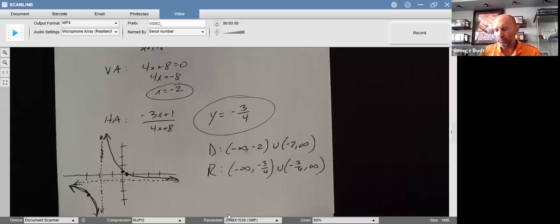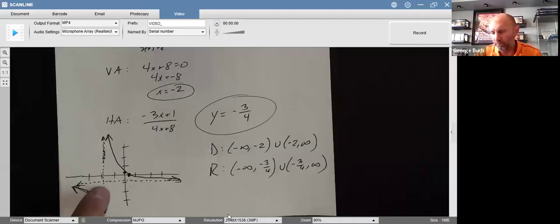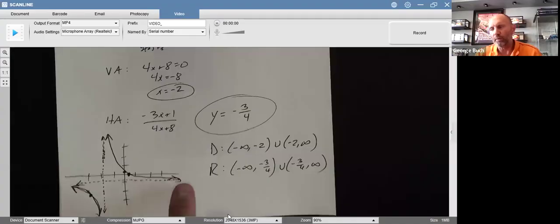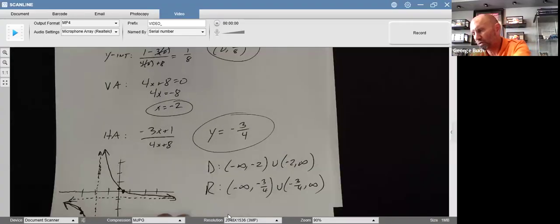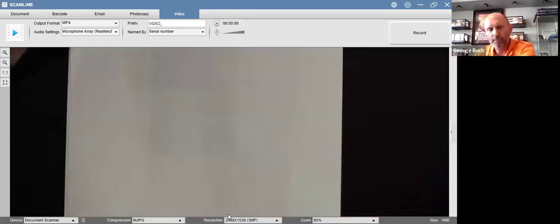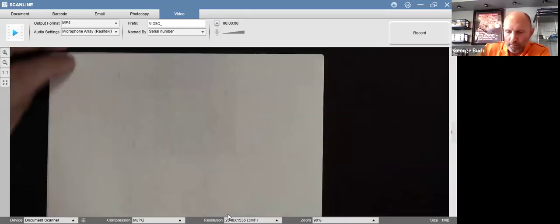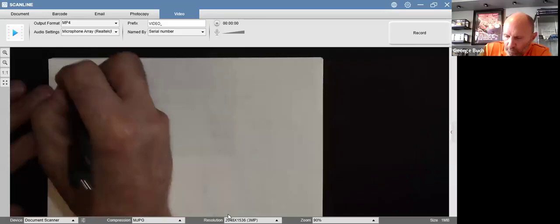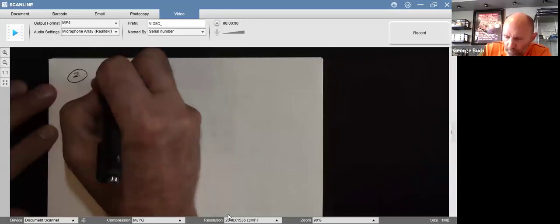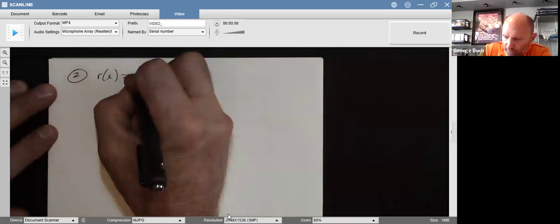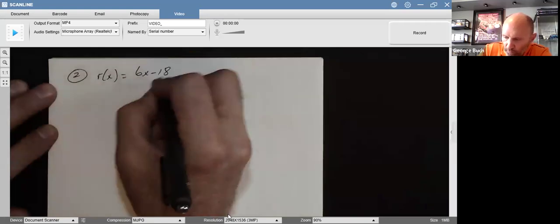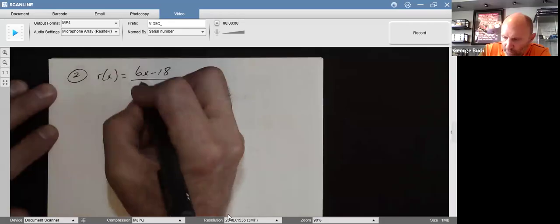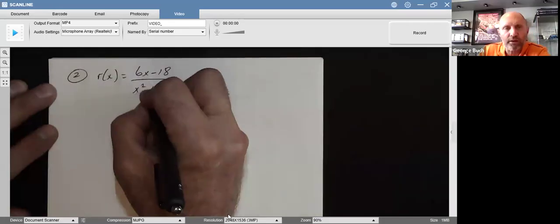That's what we get for that one. Those are all the different pieces of information we can get from that function to sketch it, to get domain and range. And so the second one, r of x is equal to 6x minus 18 all over x squared minus 5x minus 6.